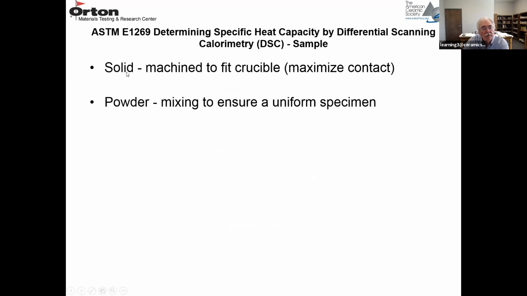The samples can be solid. They're usually small cylinders. They can be machined to fit a crucible to maximize the contact between the sample and the crucible, or they can be a powder, which is what we usually use for refractory materials because they're not homogeneous.